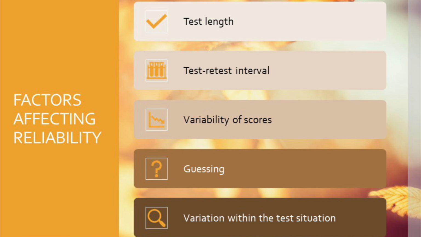Guessing, of course, is going to be a factor that affects reliability. If the test taker doesn't know the answer to any of these things and they're just guessing, that can be a fairly random process and isn't going to produce reliable results. And then there is variation within the test situation. Errors in the testing situation might be misunderstanding the directions, the noise level, other environmental distractions. These can cause the test scores to really vary across participants.